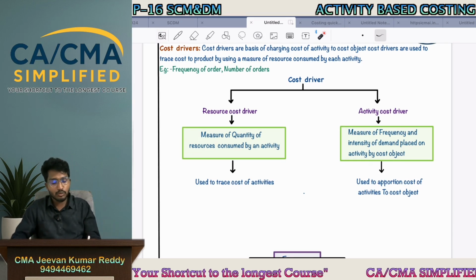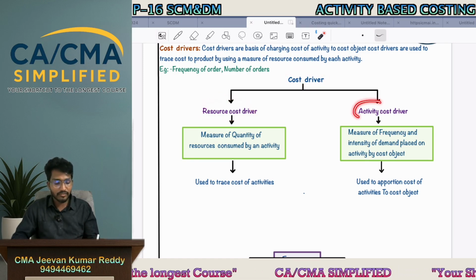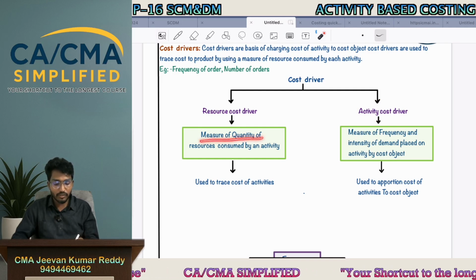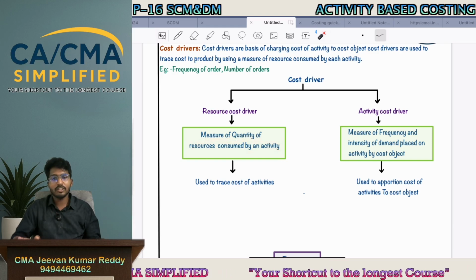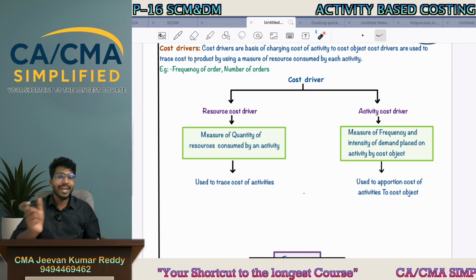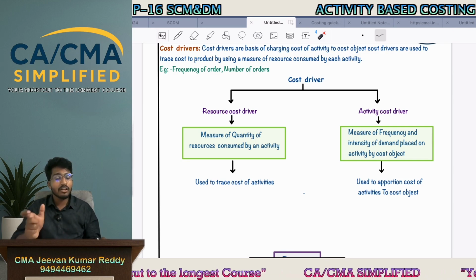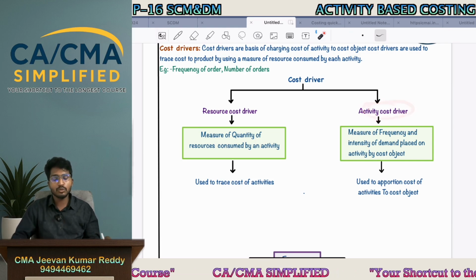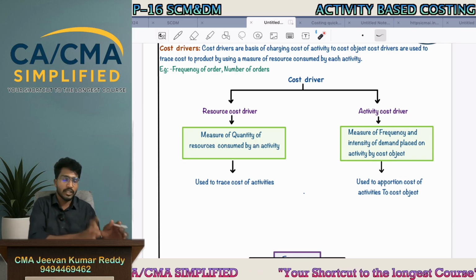There are two types of cost drivers. One is resource cost driver, another one is activity cost driver. Resource cost driver is nothing but a measure of the quantity of resources consumed by an activity. So resource cost driver is used to allocate the resources to the activity. Activity cost driver is used to allocate the activity cost to the products.